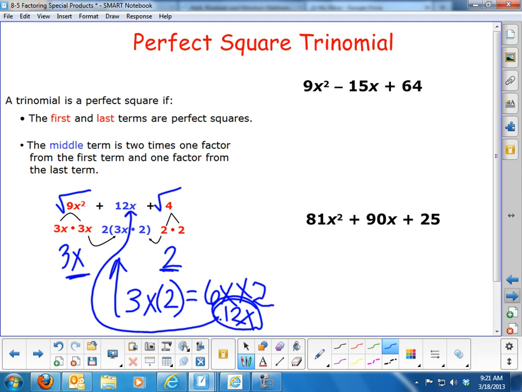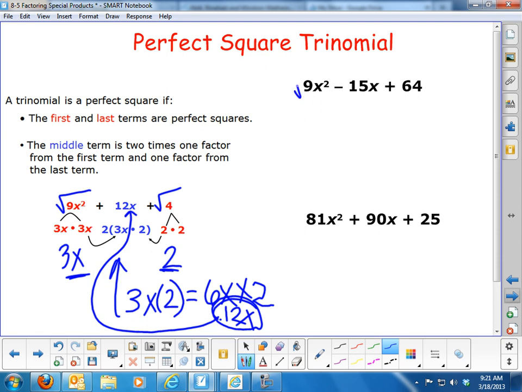Now, this only works if the first term and the last term are both perfect squares, and then if the product of the two multiplied together and then doubled gives you the middle term, then it's a perfect square. So let's try the example 9x squared minus 15x plus 64.